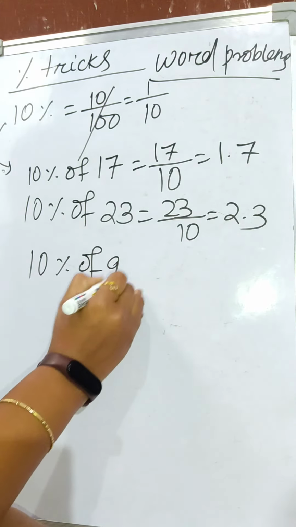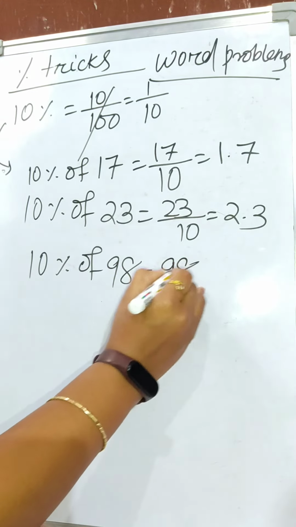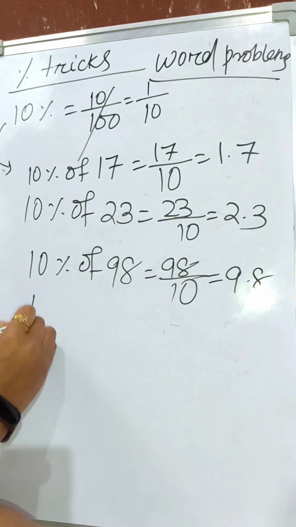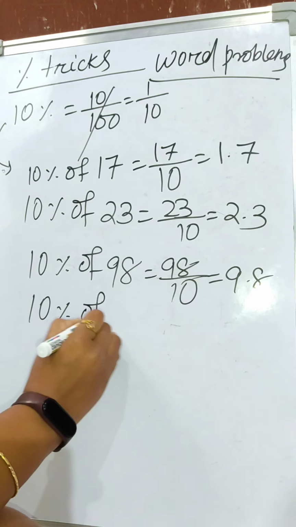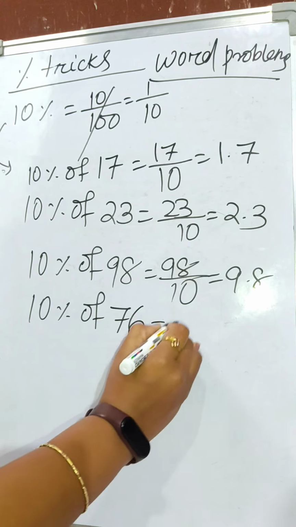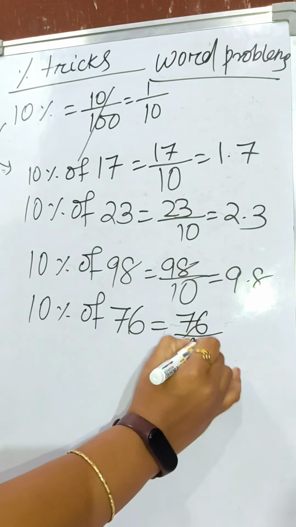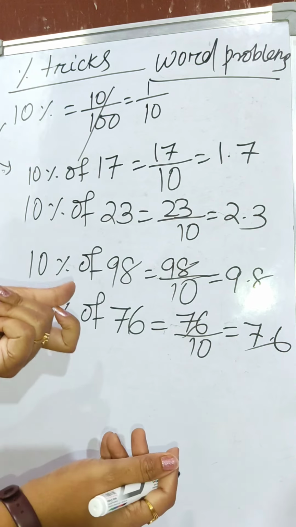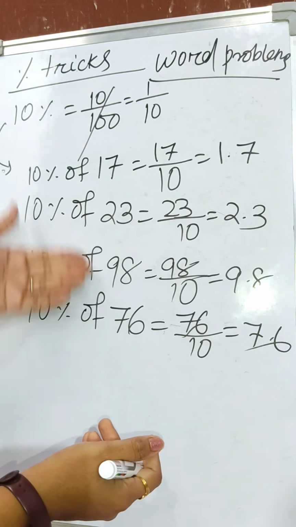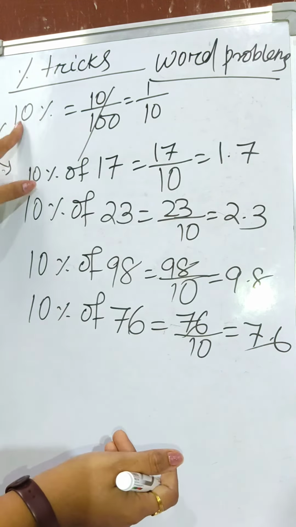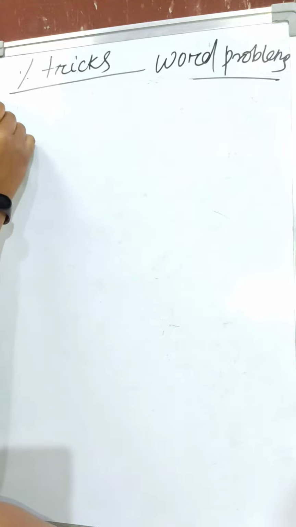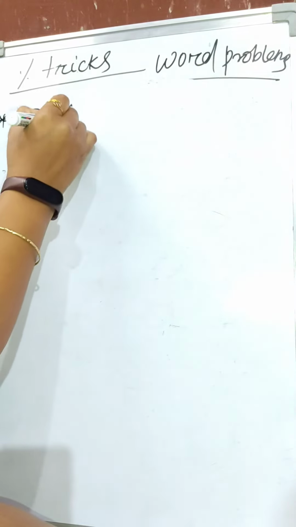10% of 98 means 98 by 10 is equal to 9.8. Similarly, 10% of 76 is 76 by 10, equal to 7.6. So how easily we could calculate this, right? Within a fraction of time we could finish this, because we just have to remember that 10% is equal to 1 by 10. Similarly, let's learn some other tricks.